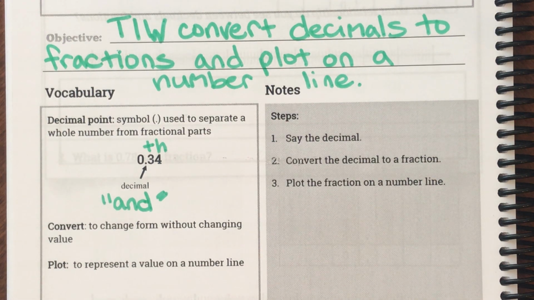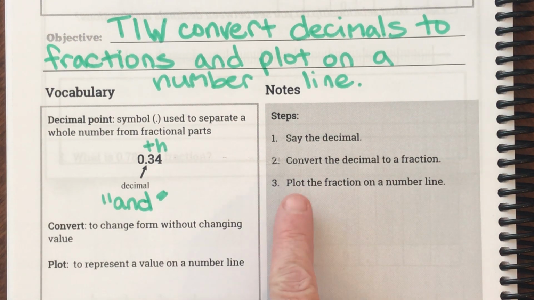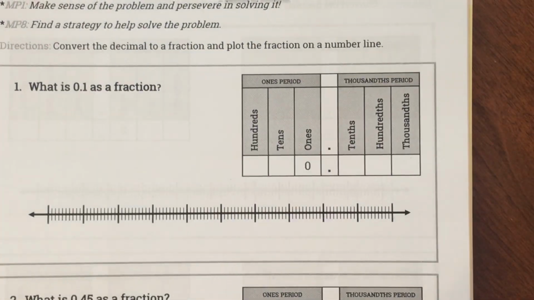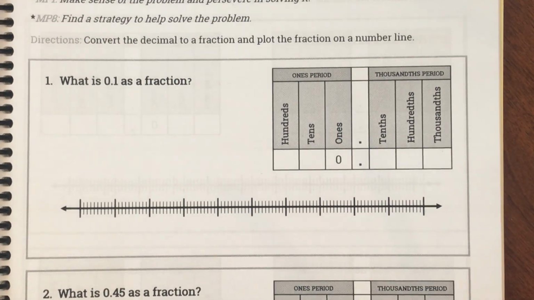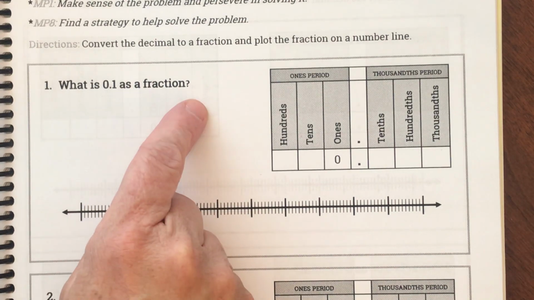Okay, so our steps today say we're going to say the decimal. They've also provided you with a place value chart to help you with that. We're going to convert the decimal to a fraction and then plot the fraction on the number line. Okay, so I'm going to get started. Here's my first one. Okay, and it says, what is 0 and 1/10 as a fraction?